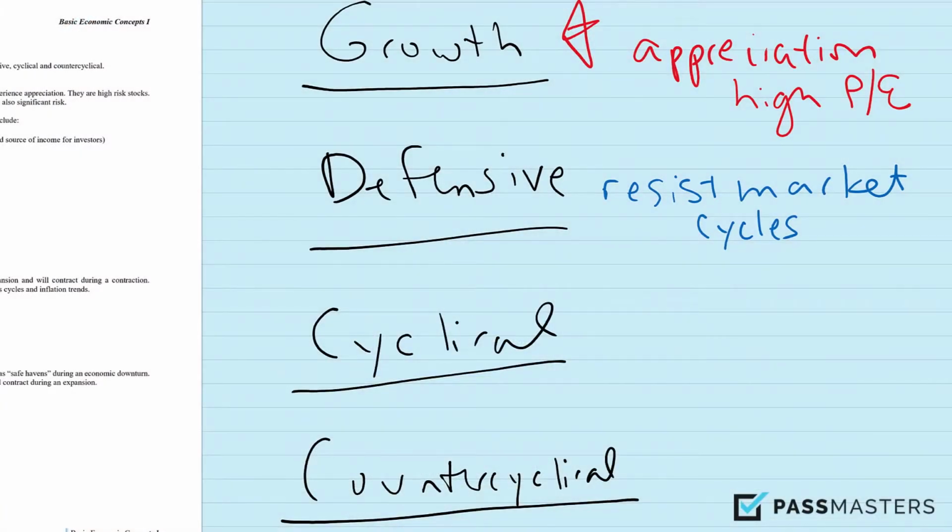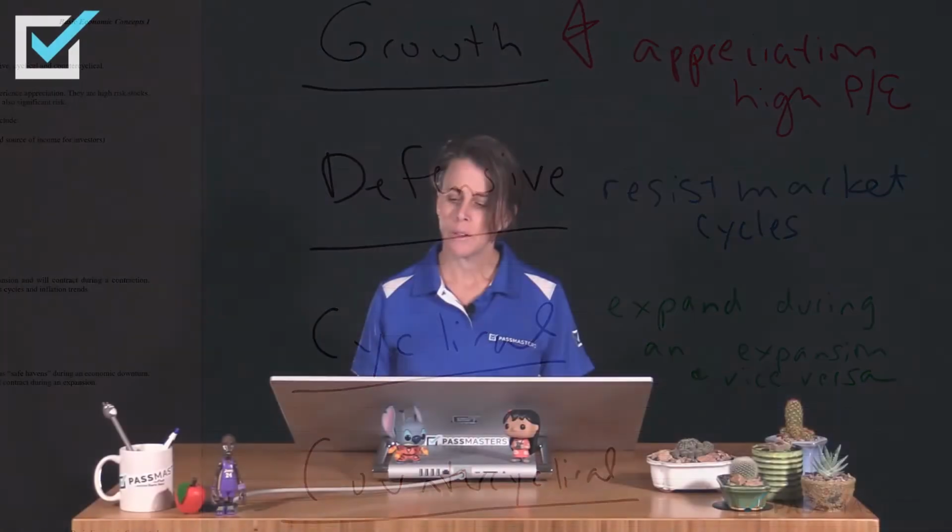Cyclical industries expand during an expansion and contract during a contraction. They are cyclical. You'll buy a new car during an expansion. The automobile industry is cyclical.